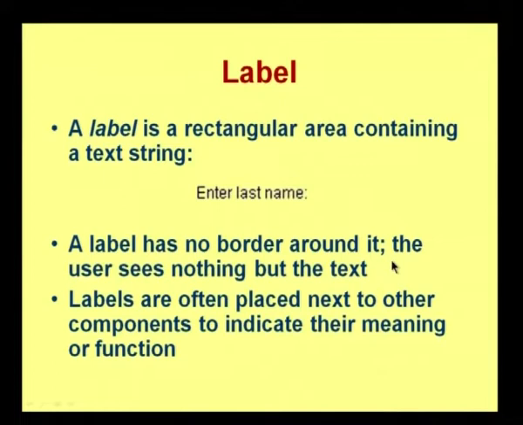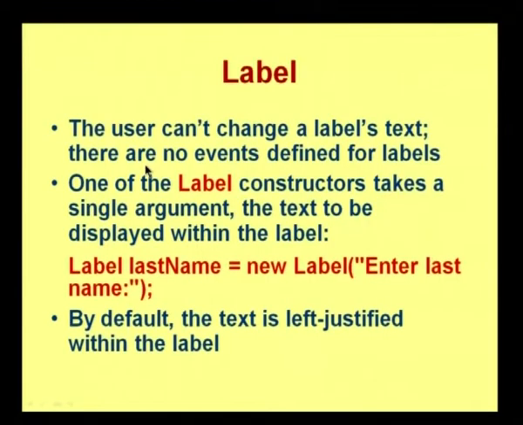A label has no border around it, the user sees nothing but the text. Labels are often placed next to other components to indicate their meaning or function. So, this is what I told you. This will always be attached with some other component in order to specify the purpose of that component. For example, I have a frame. On the frame normally I will have a label which specifies the purpose of that particular frame. The user can't change a label's text.